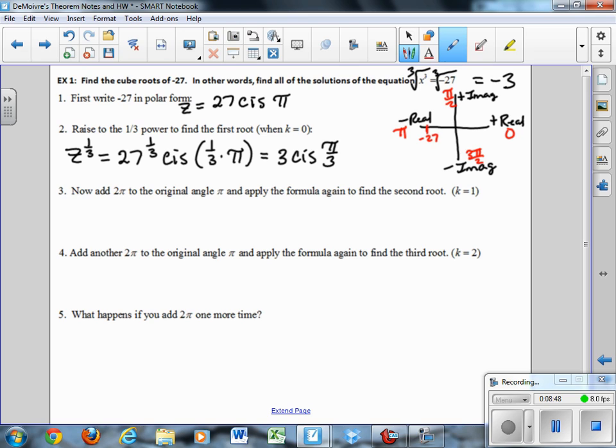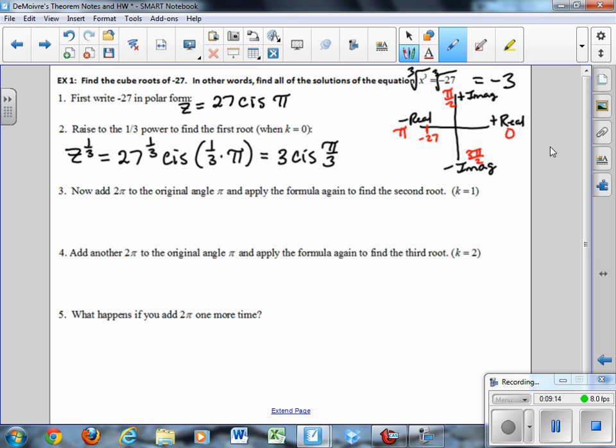Does that equal negative 3? 3 cis pi over 3? Pi over 3 is out this way. Is that going to equal negative 3? Cosine of pi over 3, sine of pi over 3? No, it will not. 3 cis pi over 3 is in quadrant 1. That is not going to give me negative 3. But that's going to give me one of my complex numbers that are the roots.